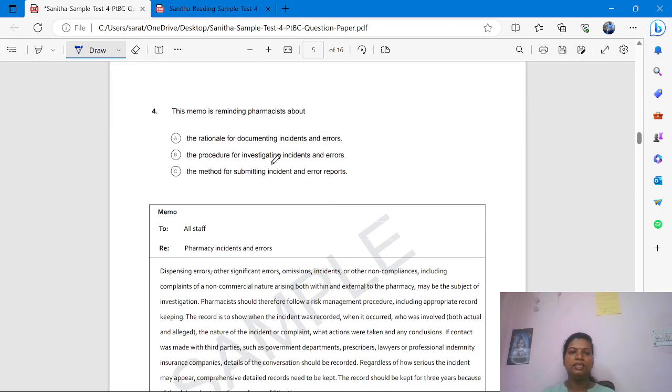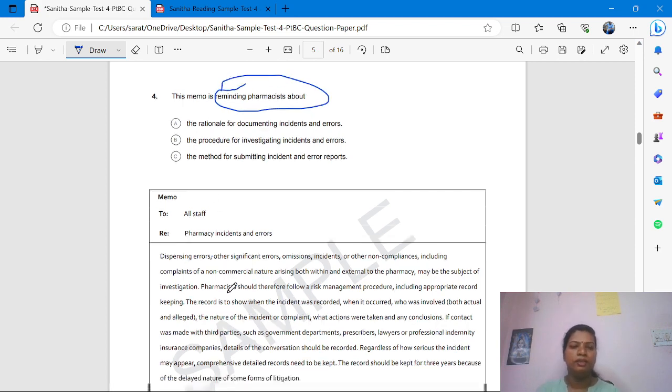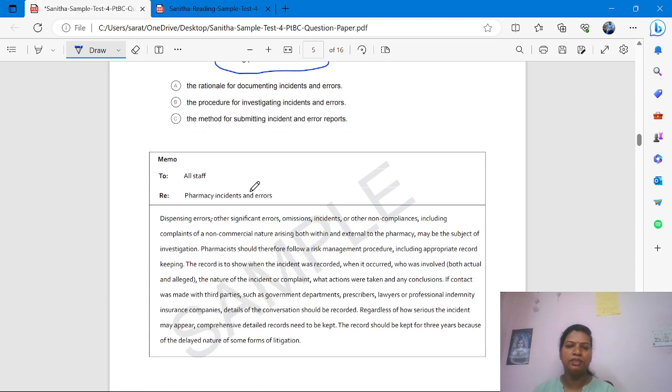Fourth one. This memo is reminding the pharmacist about something. What is it reminding the pharmacist about? Then you come to the memo on staff pharmacy incident and errors. You have to read thoroughly. Dispensing errors, significant errors, omissions, incidents or other non-complaints, including complaints of a non-commercial nature arising both within and external to the pharmacy, may be subject to investigation. If there is any error, it may get investigated.